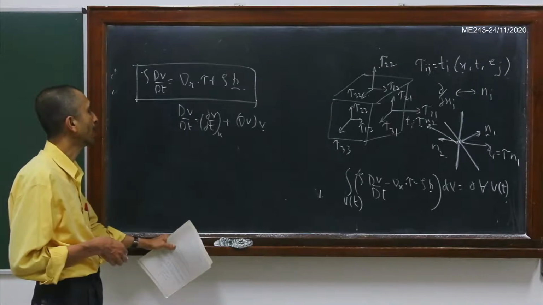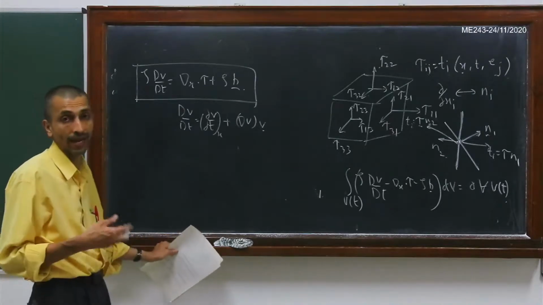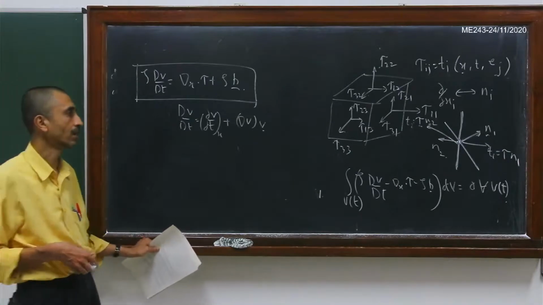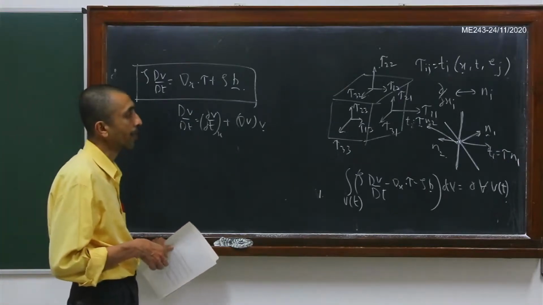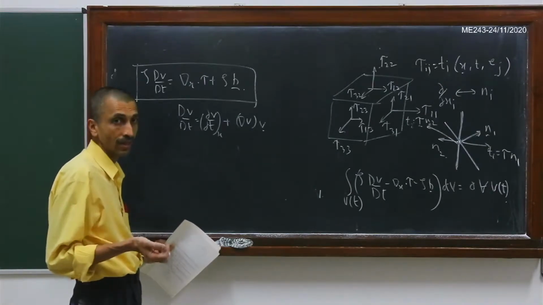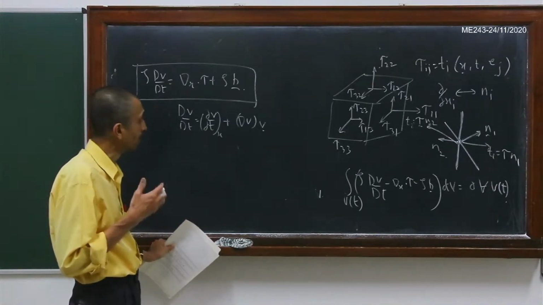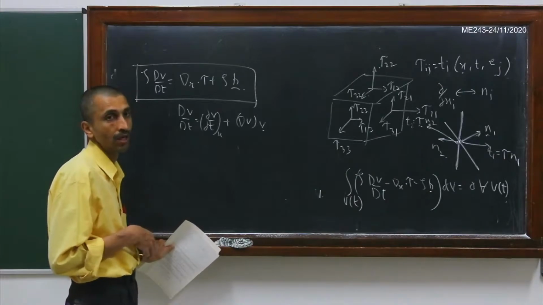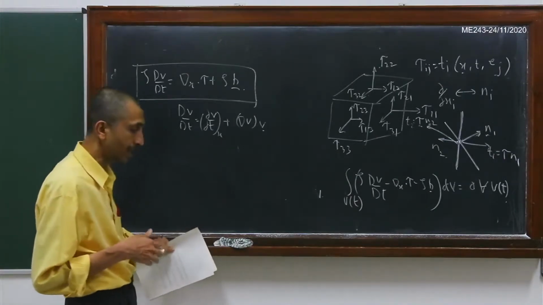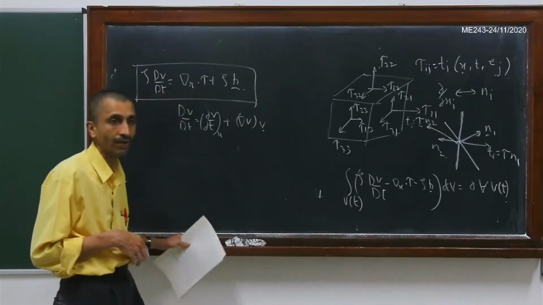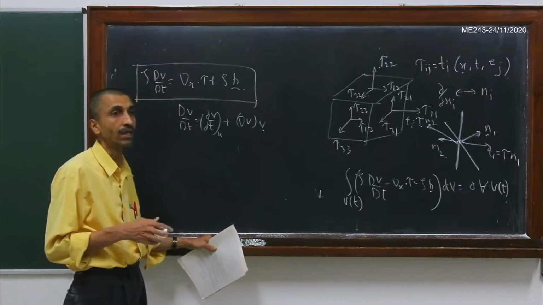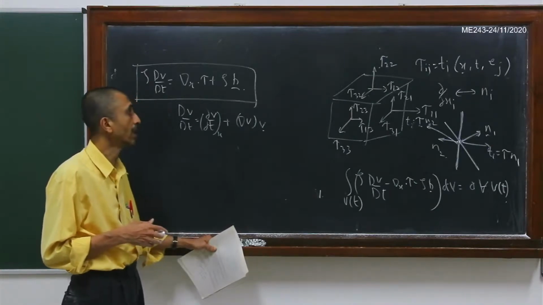Basically we have to invoke another axiom, which is the balance of angular momentum. Unless you adopt the balance of angular momentum as a separate axiom from the balance of linear momentum, you will not be able to show the symmetry of the stress tensor. So that itself shows that the balance of angular momentum is an independent axiom, independent from the balance of linear momentum.